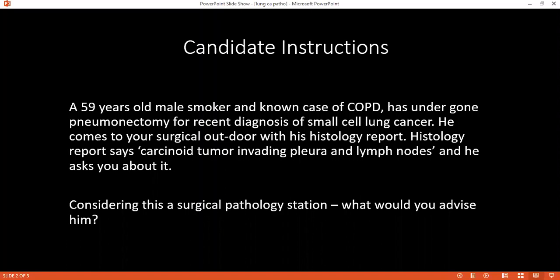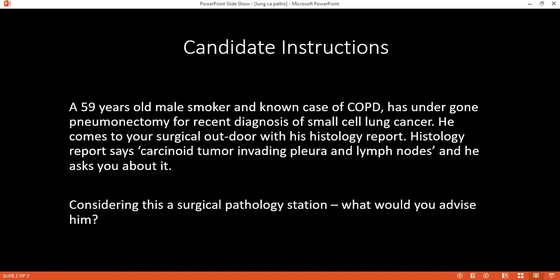What is the mode of spread of small cell lung carcinoma? Squamous cell carcinoma usually spreads. It is centrally located, and it is usually lymph node spread. It spreads to lymph nodes. Which one are you talking about? Small cell lung carcinoma, lung cancer? Ma'am, I'm talking about squamous cell. Yes, but I asked you about small cell.